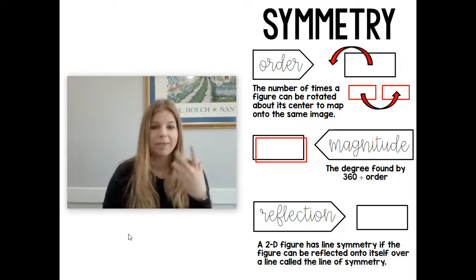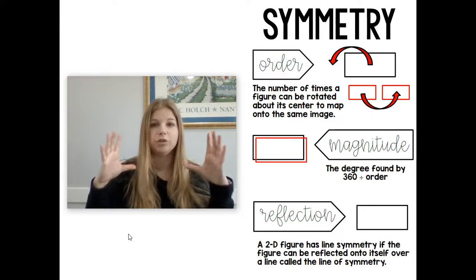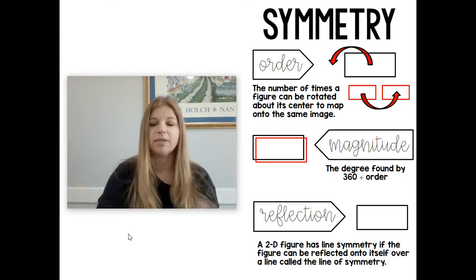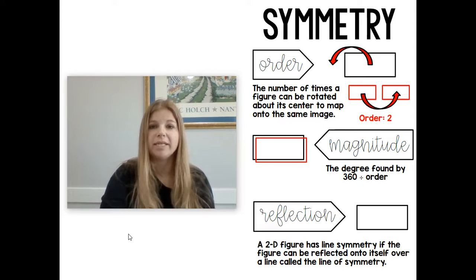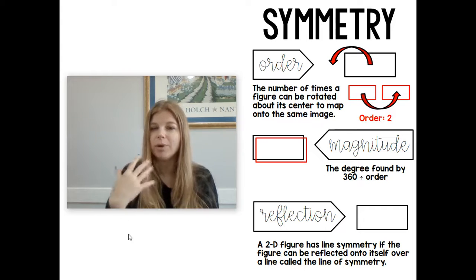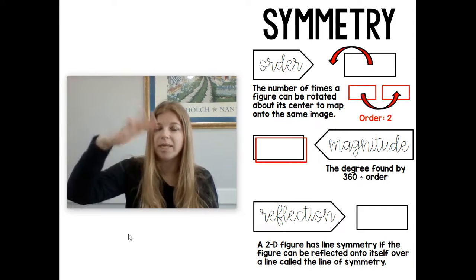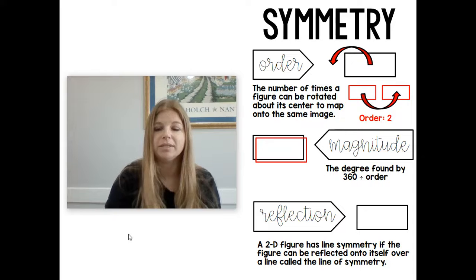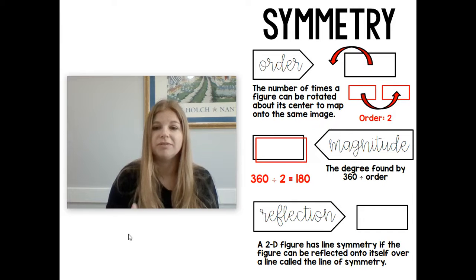So order would be how many times I can rotate it so it looks identical to its original self. And so in this case, the order would be 2. I can rotate that figure twice to have it map on exactly to itself. The magnitude is the degree in which you can rotate it, which I already kind of mentioned before, but if you didn't realize it, when you rotate something halfway through, that's 180 degrees. Well, the magnitude here, if I rotate it, would be 180 because you do 360 divided by the order to get the magnitude. So the magnitude would be 180.